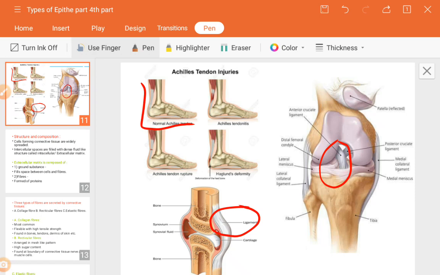We have seen about it. Next, it is considerably very strong. Elastic tissue, little extracellular matrix. So it consists of elastic tissue and extracellular matrix.